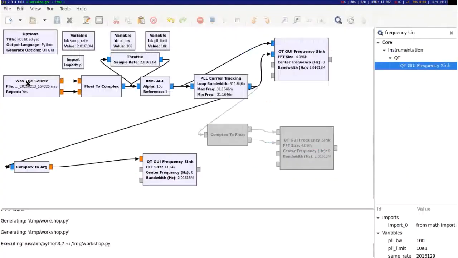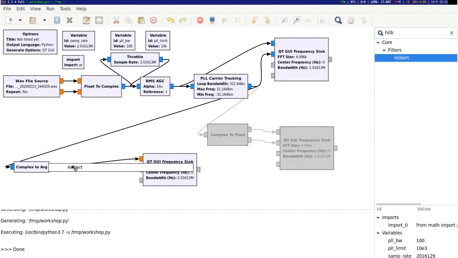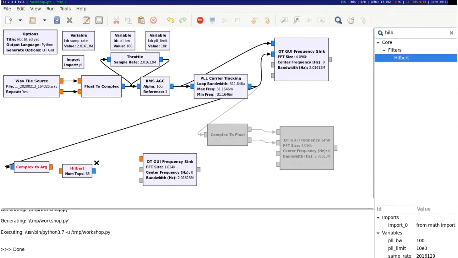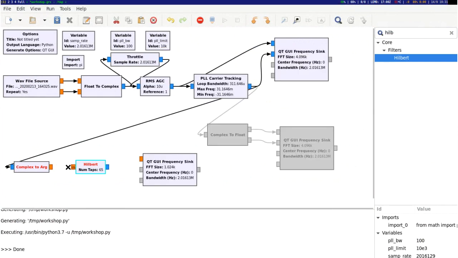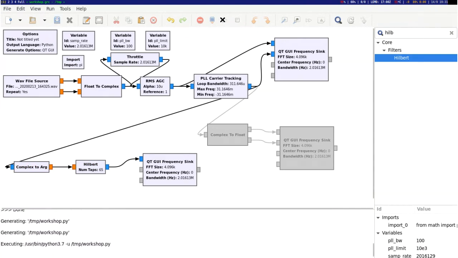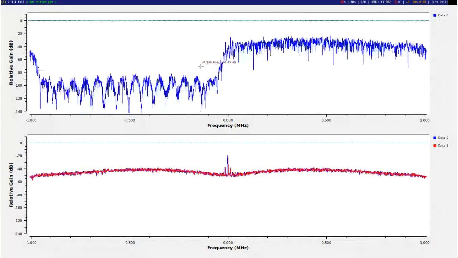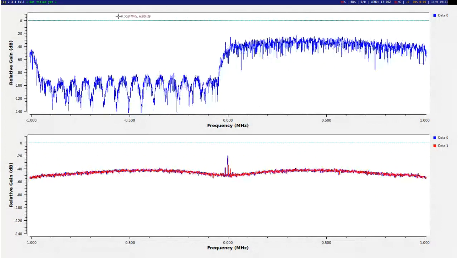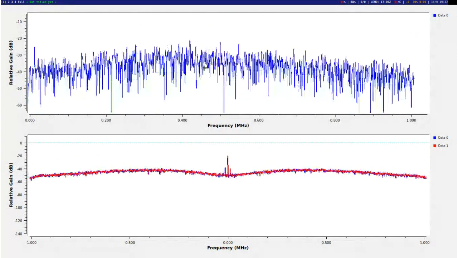So the way we do so is first with a Hilbert filter, which will remove the left sideband. And then I need to put this back to complex again. 4096. And as you see, what the Hilbert filter has done is to remove all the left sideband. We still have the right sideband here, and now we want to move it to the middle.